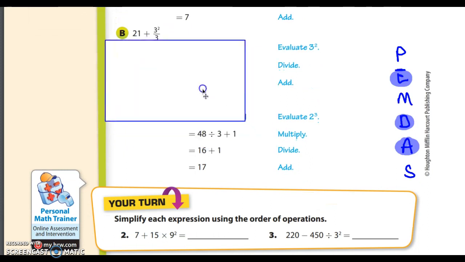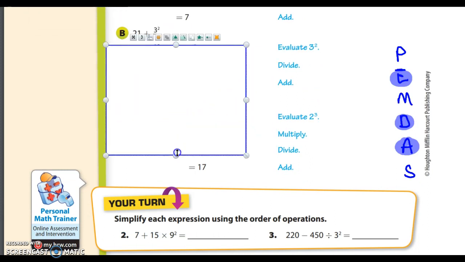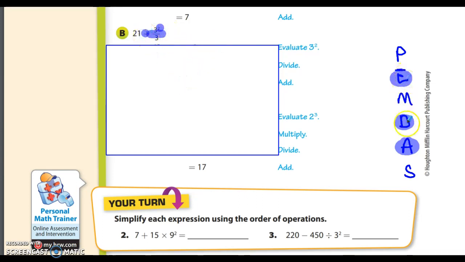B is 21 plus 3 squared over 3. What do we got going here? Well, we've got actually the same operations here, believe it or not. This right here is an exponent. This right here means divide. I know it doesn't look like it. And this right here means add. So we've got exponents, divide, and add. It's all the same operations as before. It just looks different.